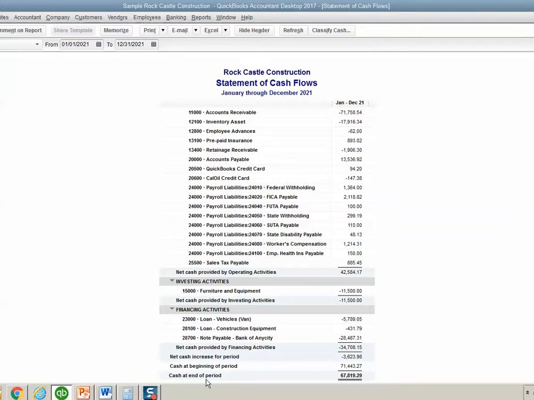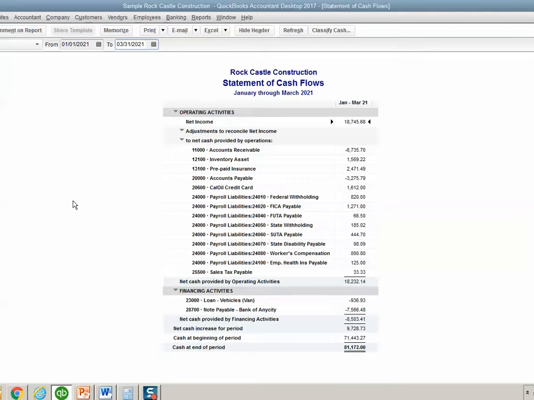Let's evaluate the cash sustainability trend of Rockcastle Construction. In other words, what is their cash from a trend standpoint from quarter to quarter? Is it stable? Is it decreasing? Or is it increasing? For this scenario, I will need to rerun the cash flow statements for each quarter, starting with January to March. So we'll change the dates from January 1st to March 31st and refresh the report.